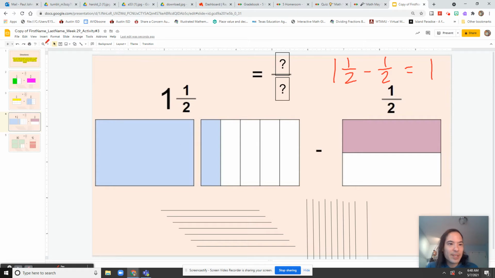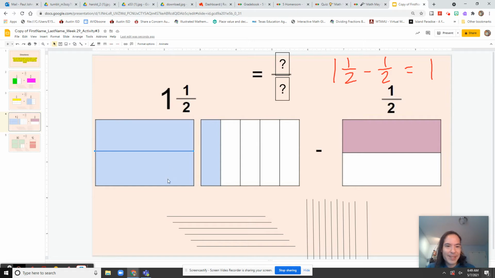Okay, so what they want us to do is they want us to go ahead and cut this. Let's see, right there. This isn't even 1.5. That's 1 1/5. I don't know what they're doing here.